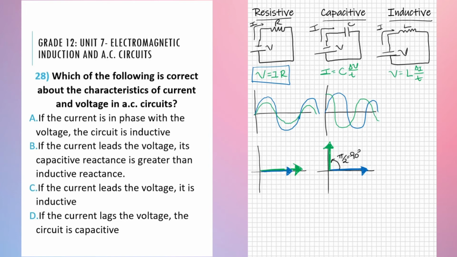What about an inductive circuit? Well, in an inductive circuit, again, let us represent the waves like so. If the voltage is given like this, then the current in this case lags behind the voltage. So the current lags behind the voltage, and this can be represented like so.